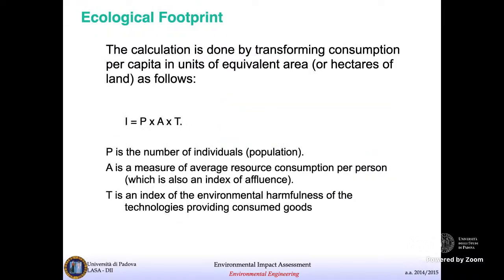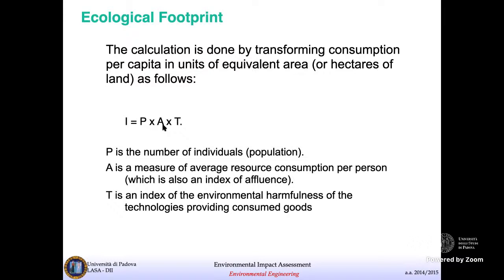There is also a way of calculating the ecological footprint. The indicator is defined in this way. The calculation is done by transforming consumption per capita in units of equivalent area. So the unit of calculation here is a surface, if you want, hectares of land. You make a simple multiplication of a population, the measure of the average resource consumption per person, and multiply by the average waste produced, or environmental harmfulness of a technology providing consumer goods.